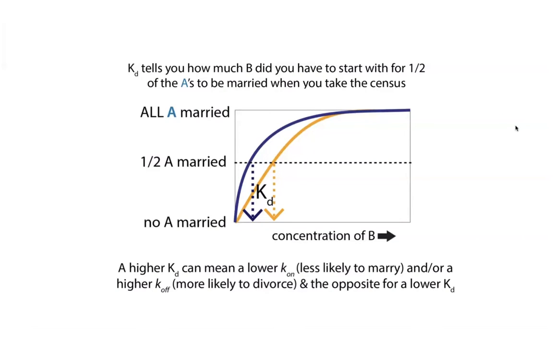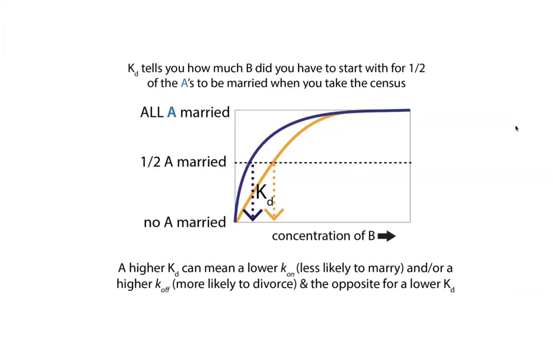Say you have a lower affinity, maybe you aren't as likely to get married, maybe you're more likely to get divorced. Either way, you're going to need more of the other partner around in order for half of it to end up being bound. And so what this means is basically we have this way to connect the concentration of a binding partner to the strength of the interaction. And this is through the KD. If we have a lower KD, this is going to be a higher affinity. And so in this example, the blue line would have a lower KD, a higher affinity, whereas the orange line would have a higher KD, a lower affinity.